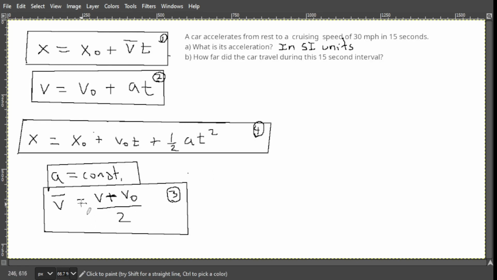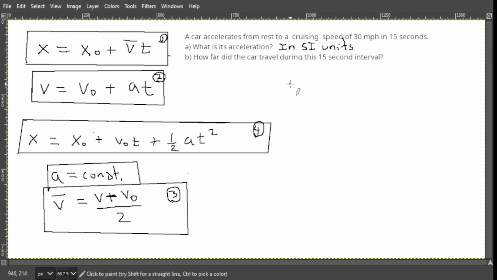Because remember, how did we get this equation here, x equals x0 plus v0t plus 1/2 at squared? We got that by first eliminating the average velocity in the first equation using the third equation. So I just substituted this average velocity in here. And then I eliminated the final velocity from this equation here in terms of the initial velocity and the acceleration. And this gives us this equation. So there's nothing new here, except, well, we can now use this equation, number 4, to find out how far the car traveled during the 15-second interval.